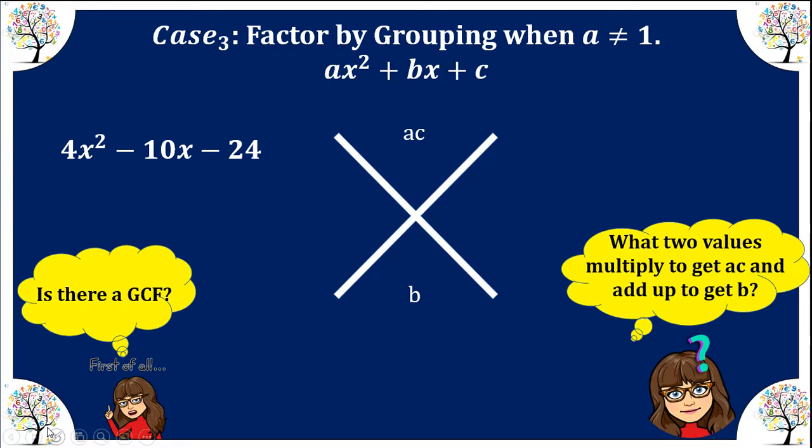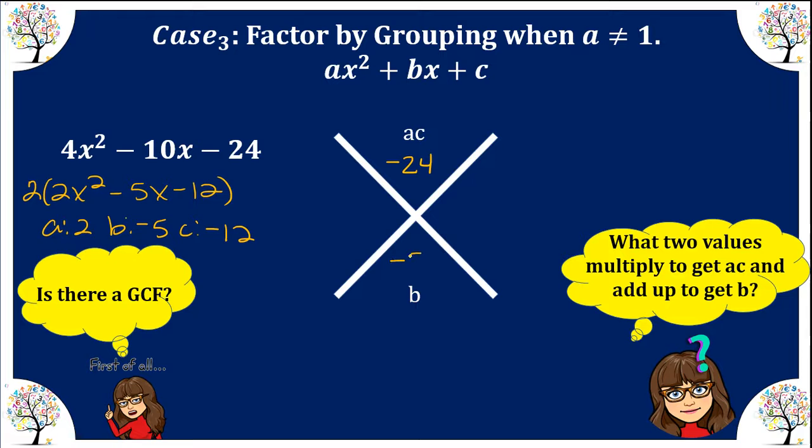4x squared minus 10x minus 24. Again, pause in the video when you need to get set up with your problem and your graphic organizer. In this case, we do have a GCF of 2. Our A value is 2, our B value is -5, and our C value is -12. So we need to multiply 2 times -12, gives us -24, and our B value is -5. The factors of 24: 1 and 24, 2 and 12, 3 and 8, and 4 and 6.